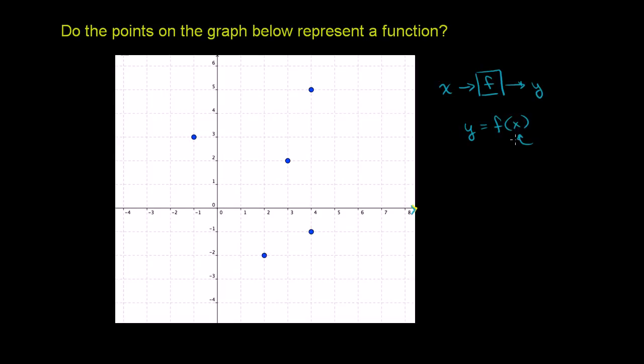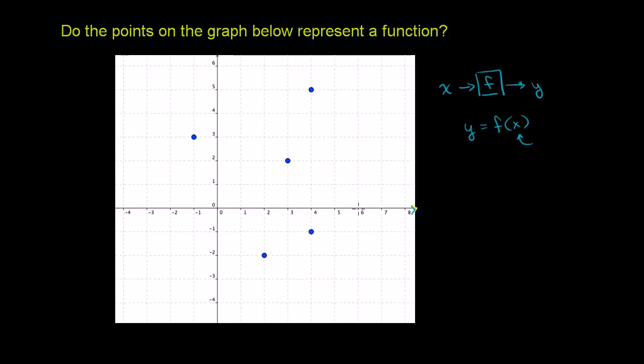A function cannot give you two different y's for the same x. That would just make it hard to specify what to map x to. So when they ask us, do the points on the graph below represent a function, we just really have to make sure that for every x value, there is only one y value that it is being mapped to, or that the x value is undefined.